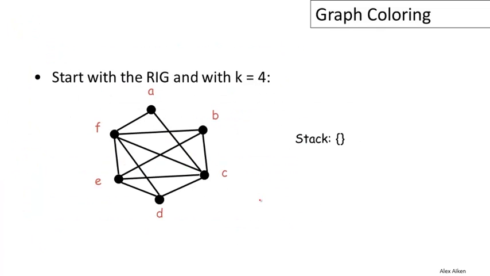So let's do an example. Here's our register interference graph. We're going to process this RIG with k equal to 4. Initially we have the entire register interference graph, and the stack is empty. The first step is to pick some node that has fewer than 4 neighbors. So let's pick A, since it only has 2 neighbors.